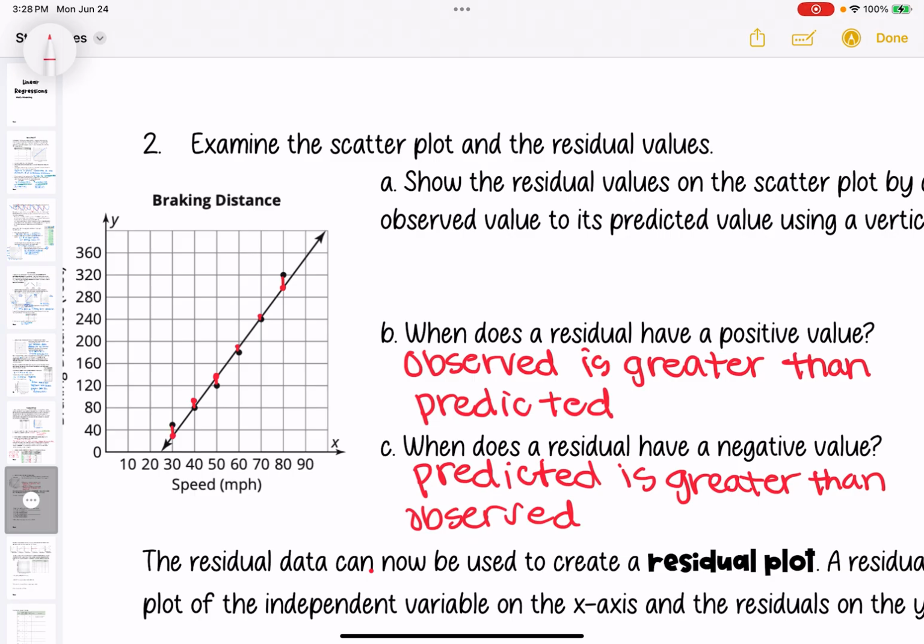All right, so it's bigger when observed is greater than predicted, and it's less when predicted is greater than observed. All right, so the residual data can now be used to create a residual plot. A residual plot is a scatter plot of the independent variable on the x-axis and the residuals on the y-axis. Construct a residual plot of the speed and braking distance.